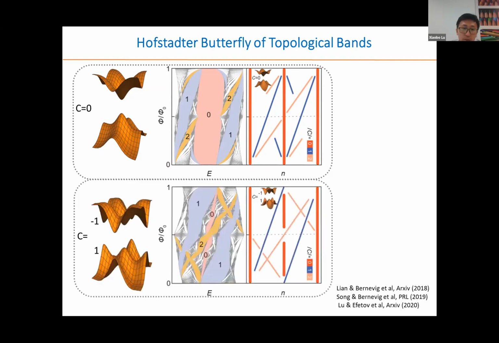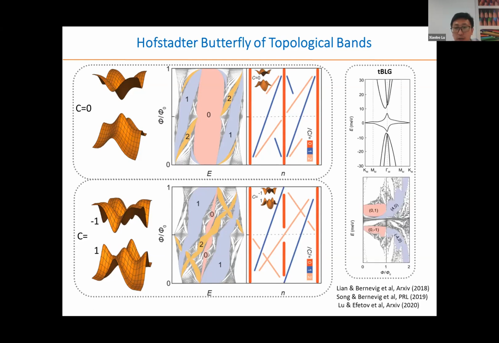But it will be quite different if you look at topological bands. Here we take two Chern bands, for example. The two bands are separated by a Chern number 1 gap. However, the Hofstadter butterfly here is quite different from the trivial case. The Hofstadter butterfly of each band will not be bounded by itself anymore. Later, Bill and Andrei also figured out that in twisted bilayer graphene, the fragile topology will also give a similar unbounded Hofstadter butterfly.